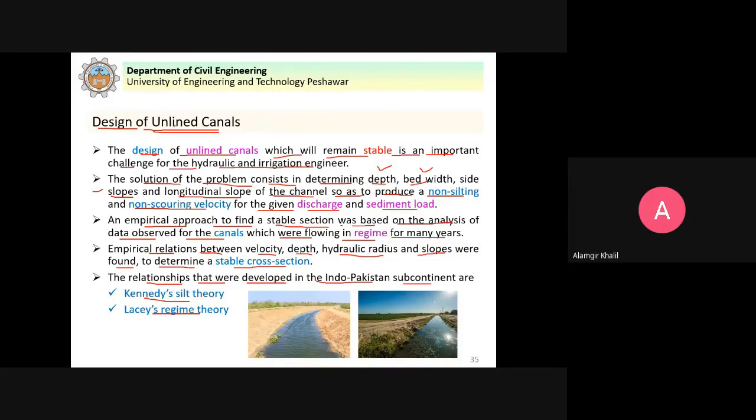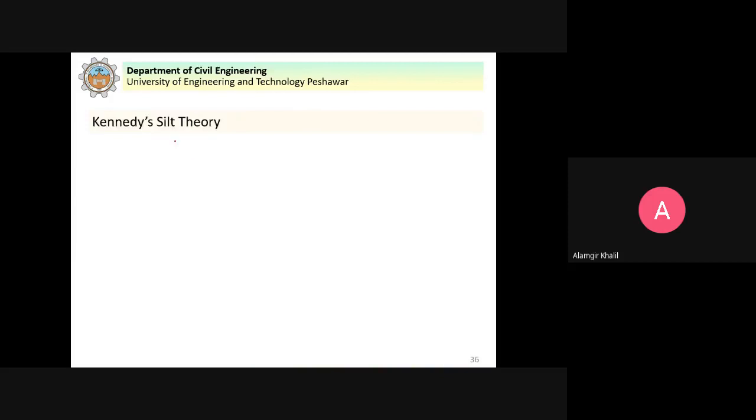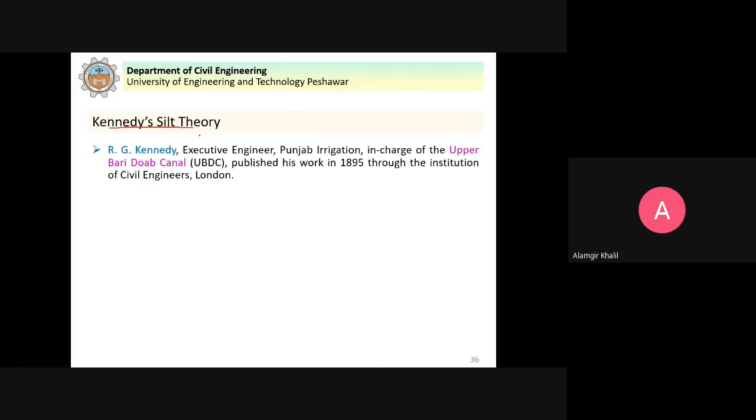Now for the unlined canals, how to design them? As per your syllabus, these two theories we will study in detail: Kennedy's silt theory and Lacey's regime theory. There are also other approaches, but as per your syllabus, we will study these two theories in detail and how to design the unlined canals. So we start with Kennedy's silt theory.